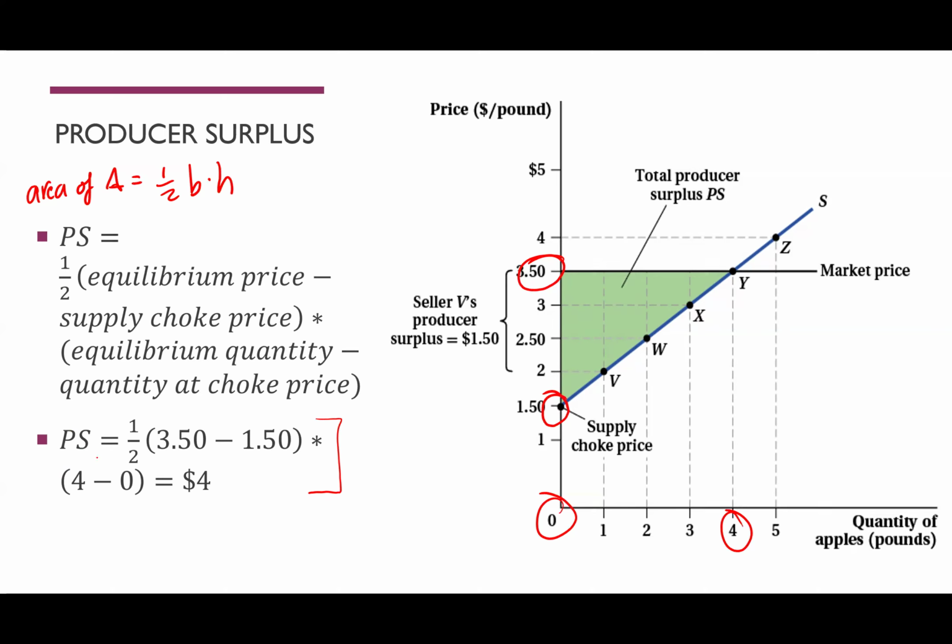So we have producer surplus is equal to 1/2 times (350 minus 150) times (4 minus 0). 350 minus 150 gives us 200. 4 minus 0 gives us 4. So we can rewrite this as 1/2 times 200 times 4. 1/2 times 200 gives us 100. And 100 times 4 is 400. So in this case, our producer surplus is symmetric with our consumer surplus in this market for apples.